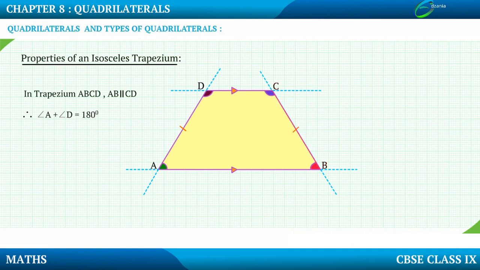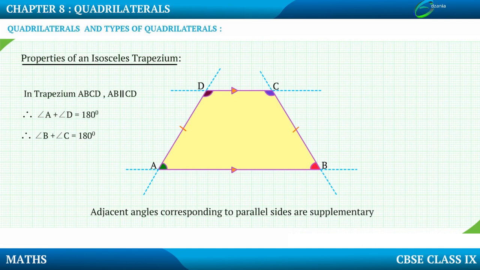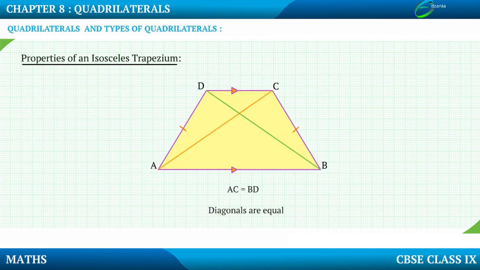Similarly, we know that BC is a transversal. AB is parallel to DC. Angle ABC and angle BCD are a pair of co-interior angles. What would be the sum of co-interior angles? 180 degrees. Therefore, angle B plus angle C is equal to 180 degrees. Adjacent angles corresponding to parallel sides are supplementary. Length of AC and length of BD are equal in an isosceles trapezium.